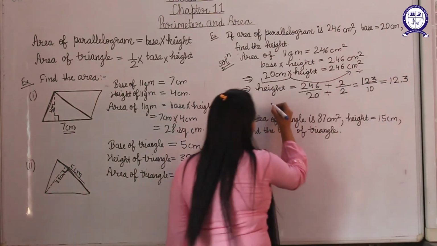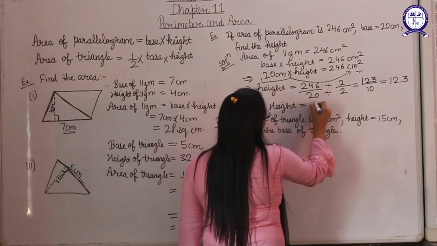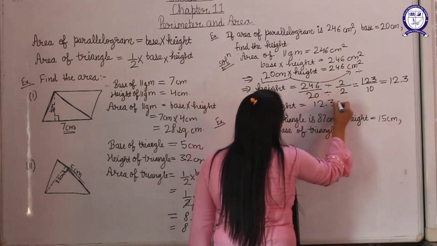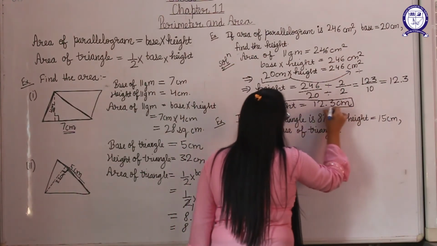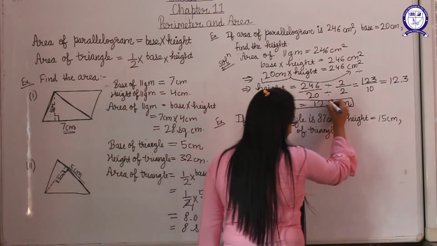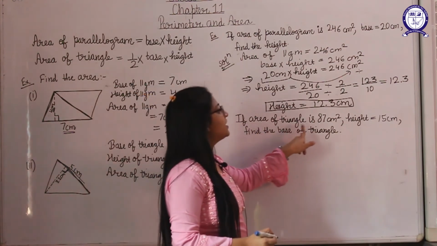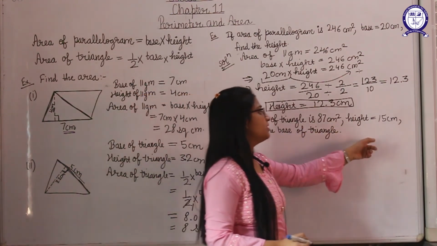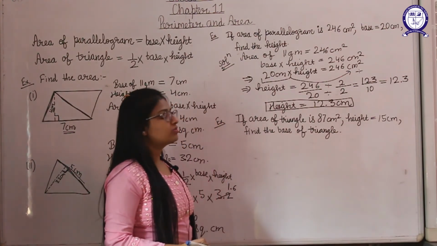So what we are getting? We are getting height is equals to 12.3 centimeters. We are getting 12.3 centimeter as height. Now the next question is, if area of triangle is 87 centimeter square and now height is given as 15 centimeter, we need to find out the base.